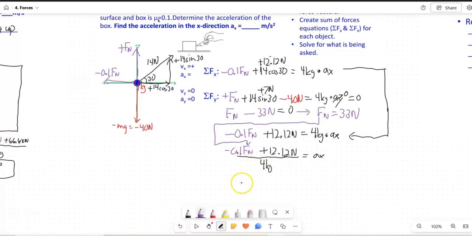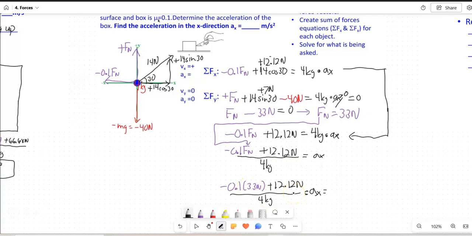All right, let's do it. So negative 0.1 times 33 newtons plus 12.12 newtons, divided by 4 kilograms. That's going to be equal to the acceleration. So 0.1 times 33 is going to be negative 3.3.